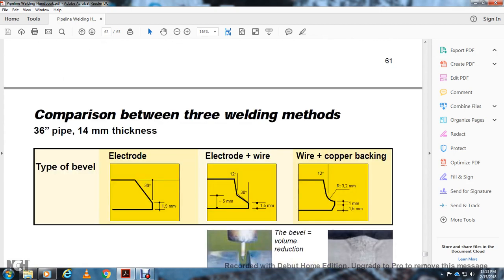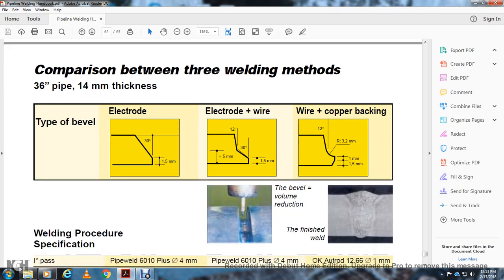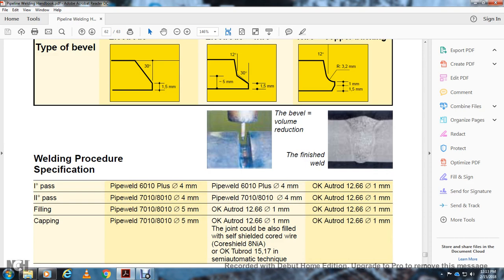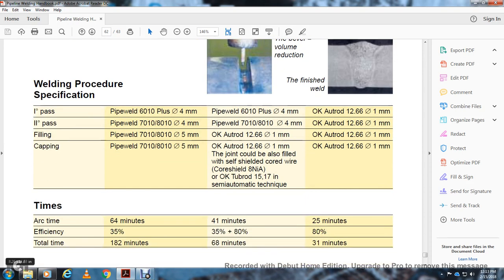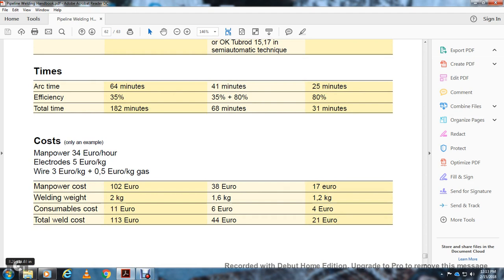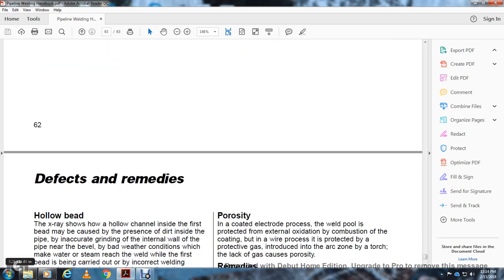Here is a comparison between 3 welding methods on a 36-inch pipe with a 1/4 inch thickness, by type of bevel: electrode, and wire with copper backing, at 30-degree and 12-degree angles, with root and backing dimensions in millimeters. Then the bevel volume reduction, finished weld, welding procedure with first pass, second pass, filling and capping; times, arc time, efficient total time; cost per man-hour, electrodes per kilogram, wire per kilogram, gas, main power, welding weight, consumable cost and total welding costs.